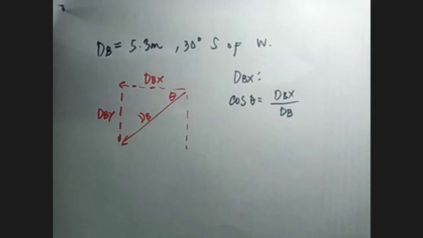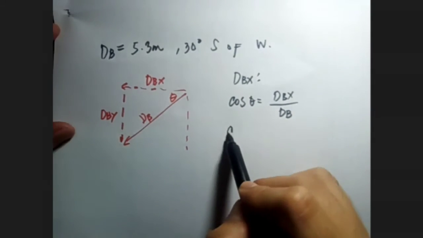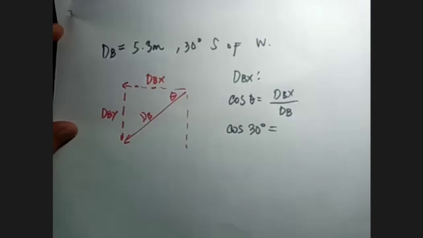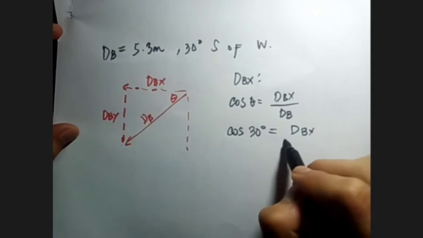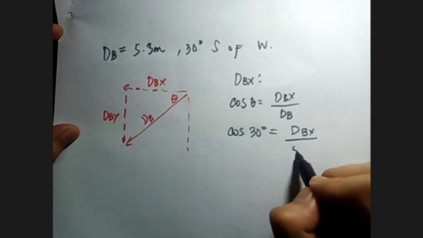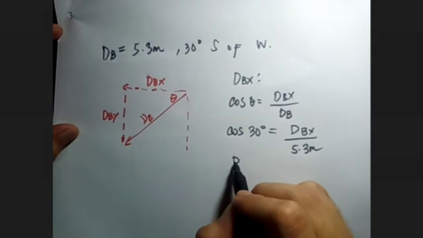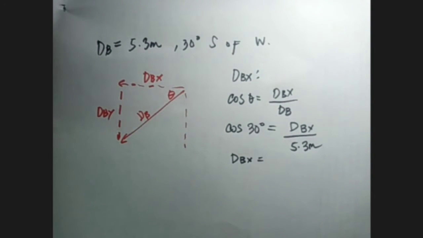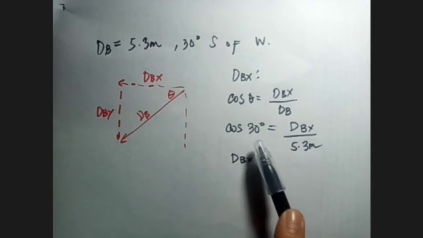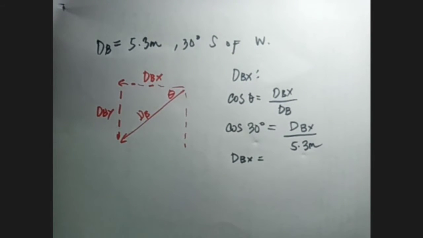So cosine theta, what is theta? That is 30 degrees. So cosine 30 degrees equals d sub bx over d sub b. What's d sub bx? That is unknown. And we have d sub b, that is 5.3 meters. Cross multiply, we can obtain d sub bx. So what is cosine 30 degrees multiplied by 5.3 meters? Kapag nakakita kayo ng cosine 30 degrees, automatically, that is equivalent to square root of 3 over 2. So in this case, just multiply the square root of 3 over 2 and the 5.3 meters.